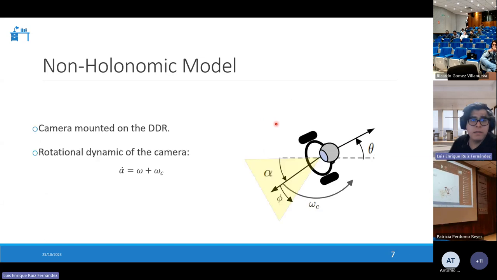Then we extend our model by considering an extra element, a robotic camera. We suppose that this camera can be controlled by an angular velocity to help the robot keep the subject in the field of view. So the dynamics of the camera must consider the rotational dynamics of the robot. Here alpha is the orientation of the camera, and the dynamics of alpha depend on omega, the angular velocity of the robot, and omega c, the angular velocity of the camera.